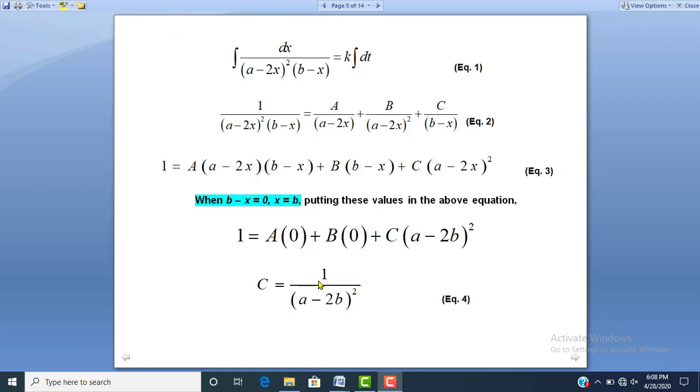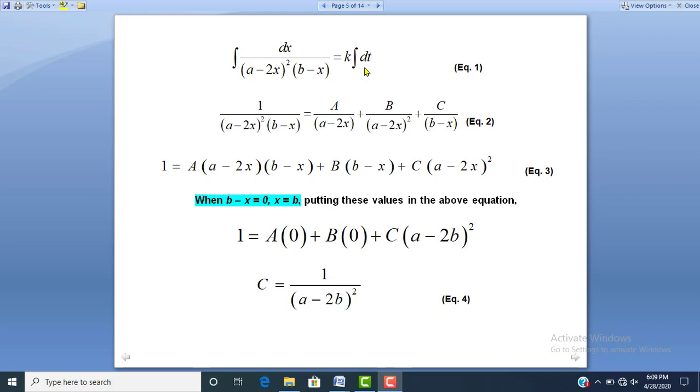When we separate the variables, it will be written as dx over (a minus 2x) square into (b minus x) is equal to k dt. And if we apply the sign of integration, then this equation will be written in the form of equation number 1. So equation number 1 means the integration of dx over (a minus 2x) square into (b minus x) is equal to k, rate constant k, into the integration of dt.